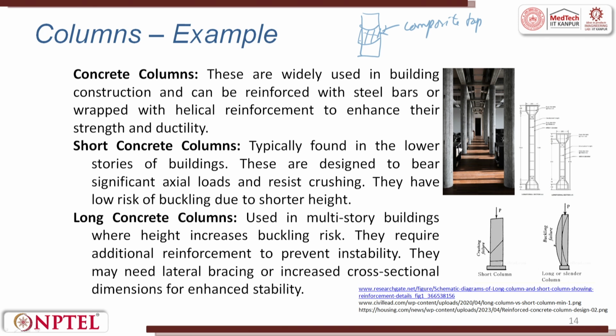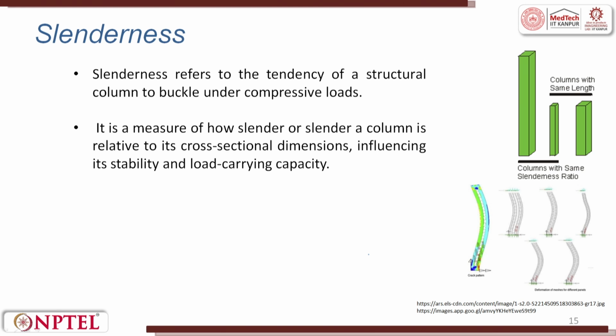Short concrete columns and long concrete columns: typically found in the lower stories of the building are short concrete columns. They are designed to bear significant axial load and resist crushing. Whereas long columns are used in multi-story buildings where the height increases the buckling risk. They require additional reinforcement to prevent instability, so they try to increase the cross-section area of the given column.